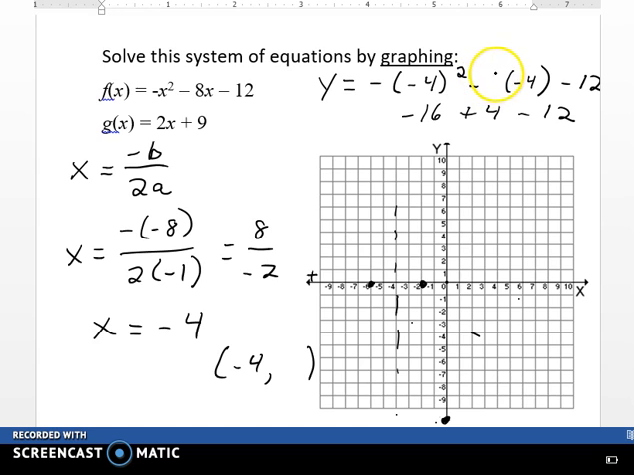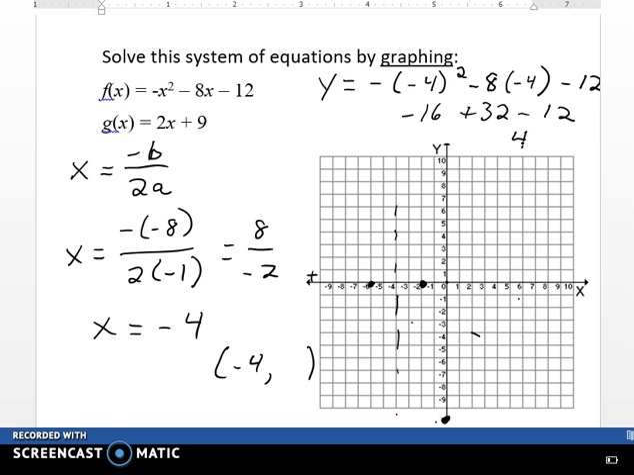I'm sure that I wrote it, but somehow my 8 disappeared over here. So this is really 8 times -4. So this should be a positive 32 over here. Okay, that's better. So -16 plus 32 is 16. When I subtract 12 from that, it's 4.